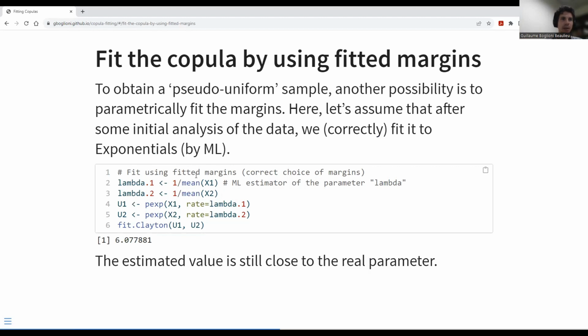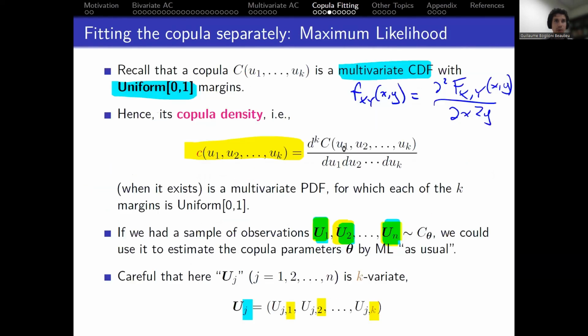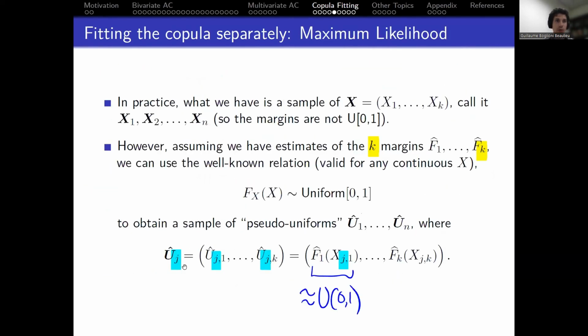And then again, once I fit my margin, I create my pseudo uniforms. Just to be clear, let me go back for a second in the slides. So I'm back to this step here of creating my pseudo uniforms U hat, but my F1 hat is now the exponential that I have fit to the data, meaning with a specific value estimate for the parameter, and inside I feed to this F hat, which is again now the fitted CDF of an exponential, all the observations.